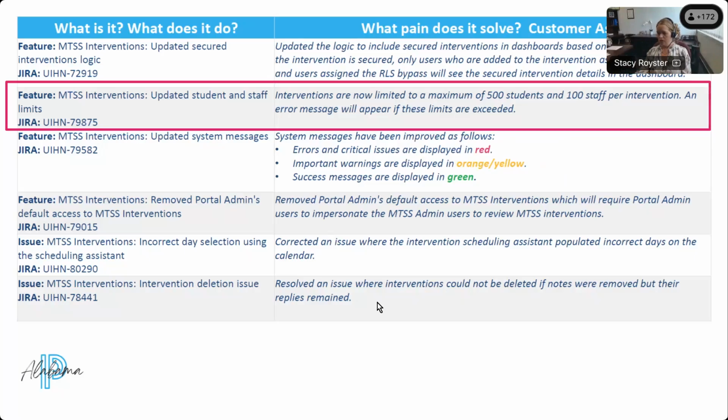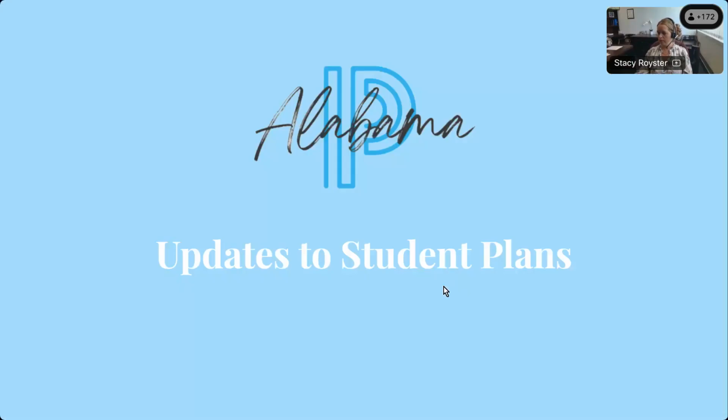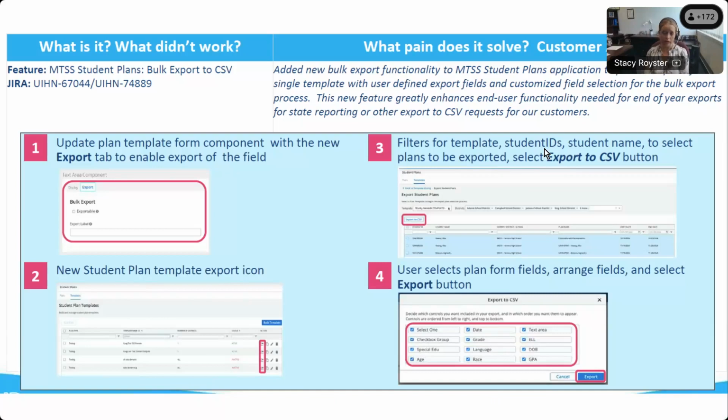A couple more things, just bug fixes that they were able to correct. And that's it for the interventions. So our last piece is taking a look at the updates to the student plan. Remember I said there were two big things I was excited about. One of them was attendance in the interventions. The other one is a feature inside of the student plans. So let's get on to it, and it's this one right here.